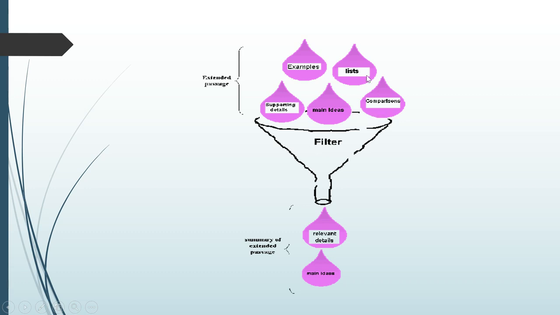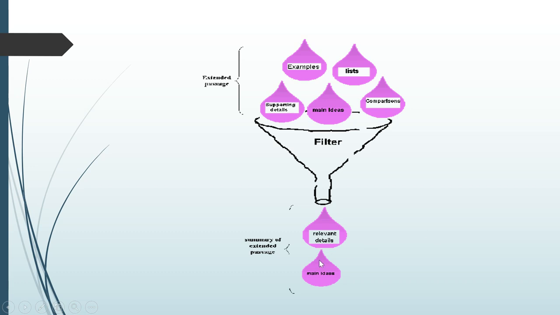So these 1, 2, 3, 4, 5 pink colored things, this is what the original passage is. It has the main idea, it has the supporting details, it has the comparisons, it has the lists given, it has the examples, because these are basically the details within supporting details. Now these 5 things are what your original passage has. When you filter it, filter meaning the term I will use, when you summarize it, when you shorten it, what will you do?